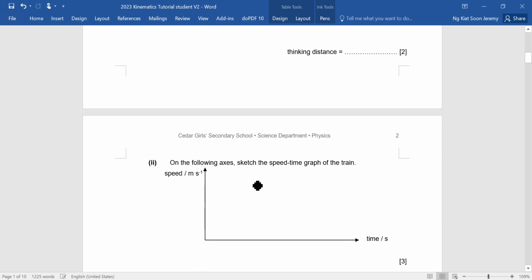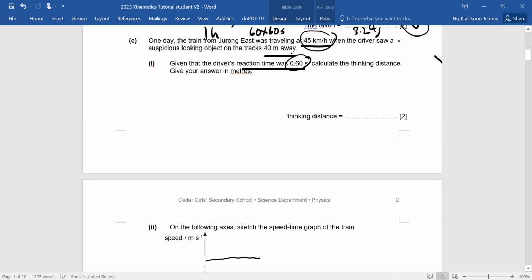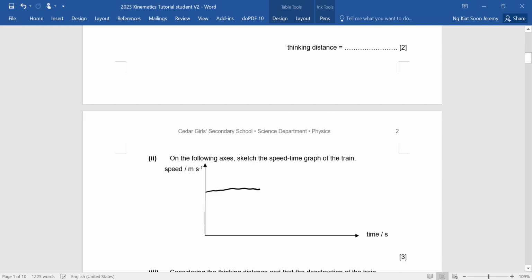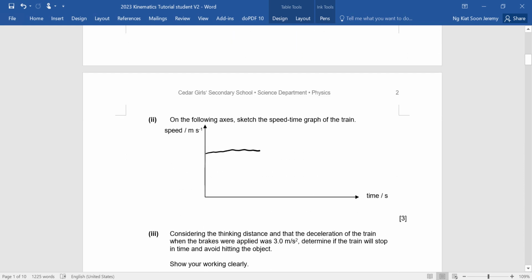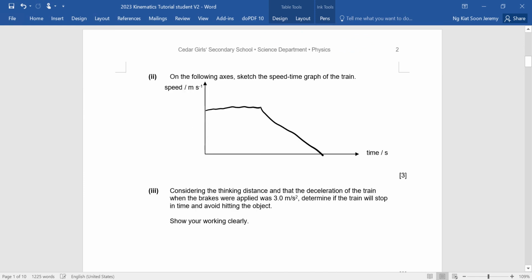On the following axes, sketch the speed-time graph of the train. During reaction time, the speed will be constant, so the speed-time graph will look something like that, constant speed. Then when they brake, we assume a constant rate of braking, so it will look something like that. Again I'll show you the answer, don't need to worry too much.